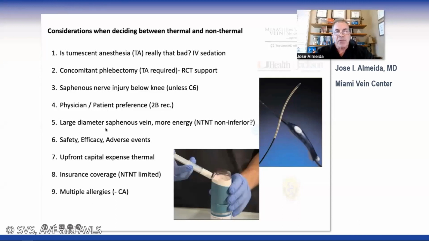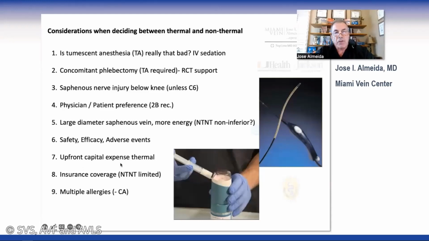Large diameter saphenous veins. With thermal, you can deliver more energy. Just to point out here that in the clinical trials comparing thermal to non-thermal, looking for non-inferiority, usually vein diameters of 8 millimeters or less were included. So with large diameter veins, we like thermal and dose the energy higher as appropriate. The safety, efficacy, and adverse events are fairly comparable between thermal and non-thermal, usually self-limited inflammatory type events.